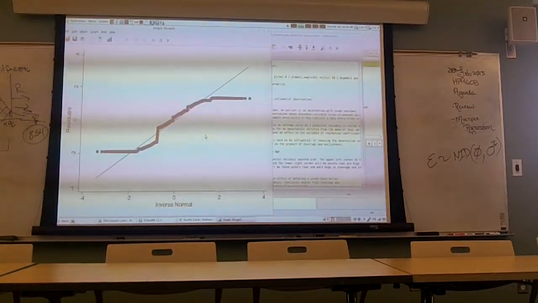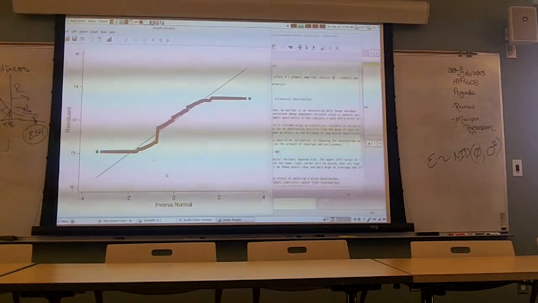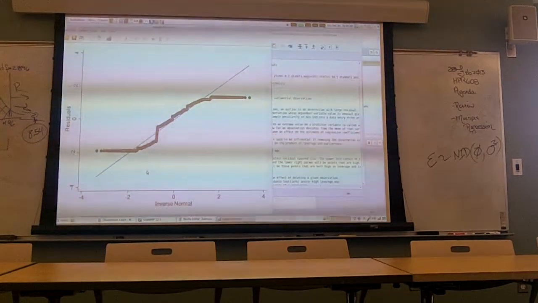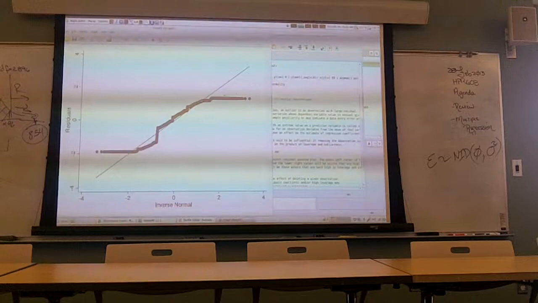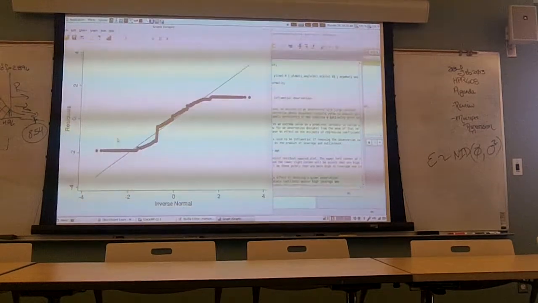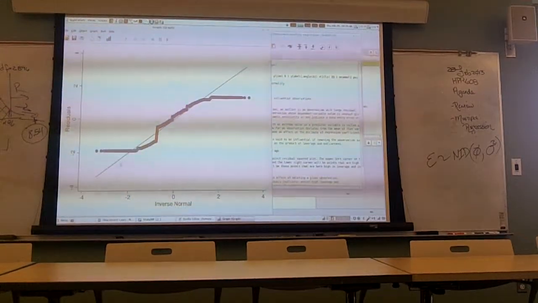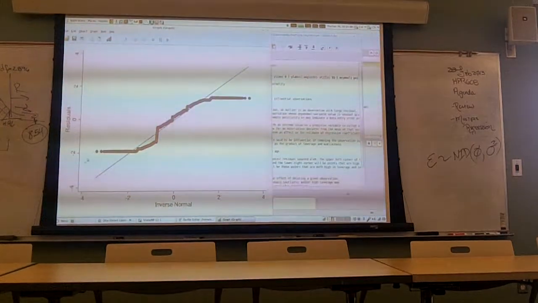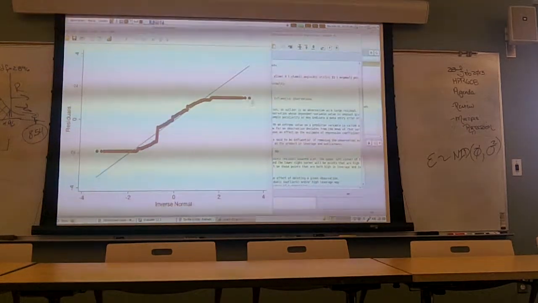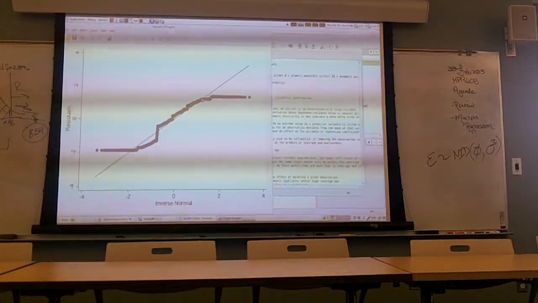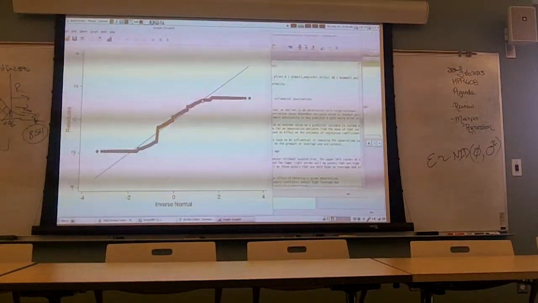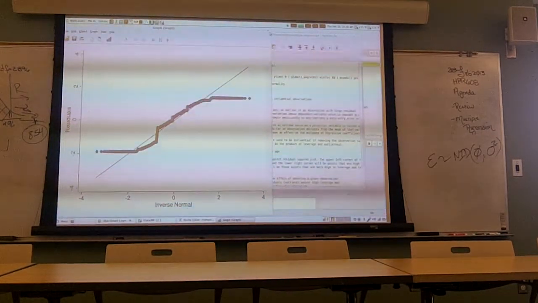Okay, so this is what we call a QQ plot. If our data were normally distributed, all of these dots would be right on this line here. So here we see we tend to under-predict at the low end of the scale, and we tend to over-predict at the high end of the scale. So it's the tails of our distribution that seem to be wonky.